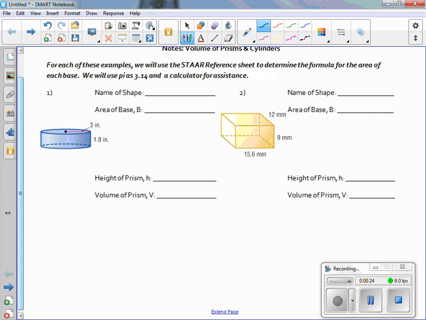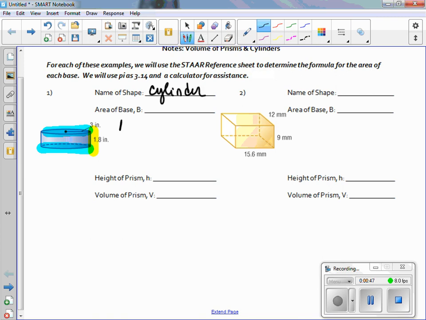So the first shape, I always like to highlight the bases. So I'm going to highlight my base, and I'm going to highlight my height. Please remember that the height goes from base to base. It connects those two bases. By doing this, it makes it a little bit easier to make sure you're not mixing things up. So this is a cylinder.